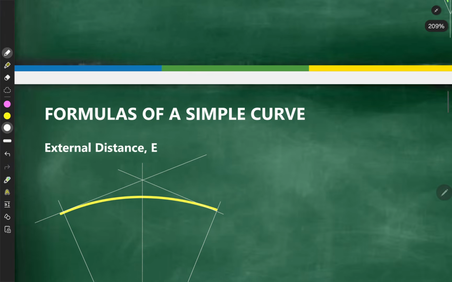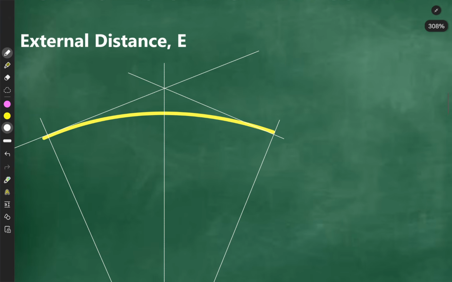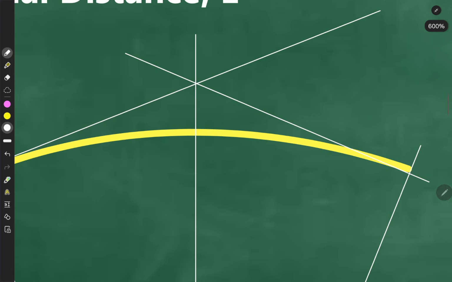Next, we also have this external distance, which is E. External distance is the distance from the midpoint of the curve to the point of intersection. So ito naman yun.